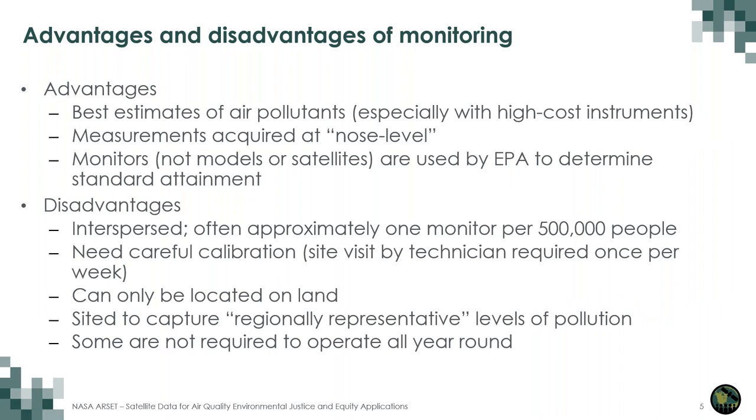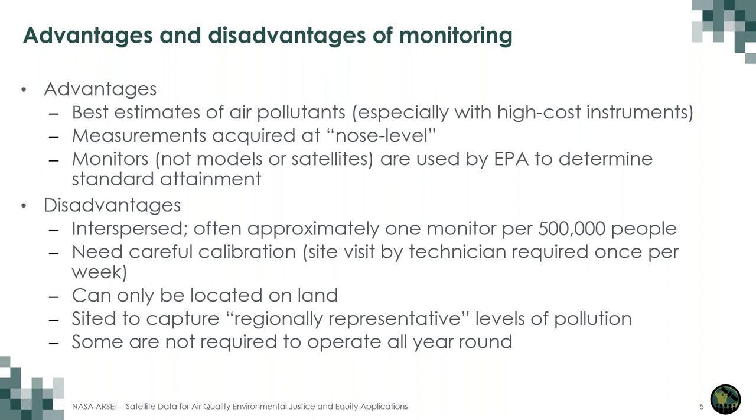Well, ground monitors are still considered the gold standard today. They're the best estimates of air pollutant concentrations, especially if you're using a high-cost instrument like these federal reference monitors. Measurements are also acquired at the nose level where we breathe, which is, of course, of interest to us because we want to ensure that we have healthy air for everyone to breathe.